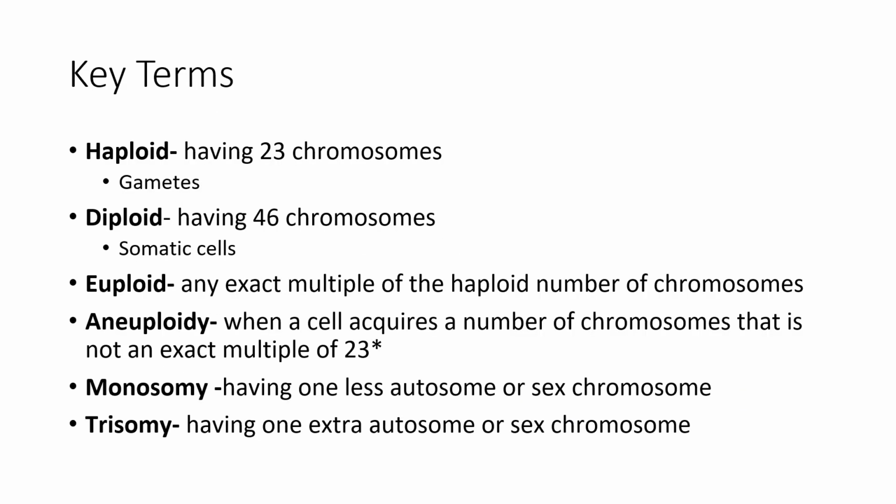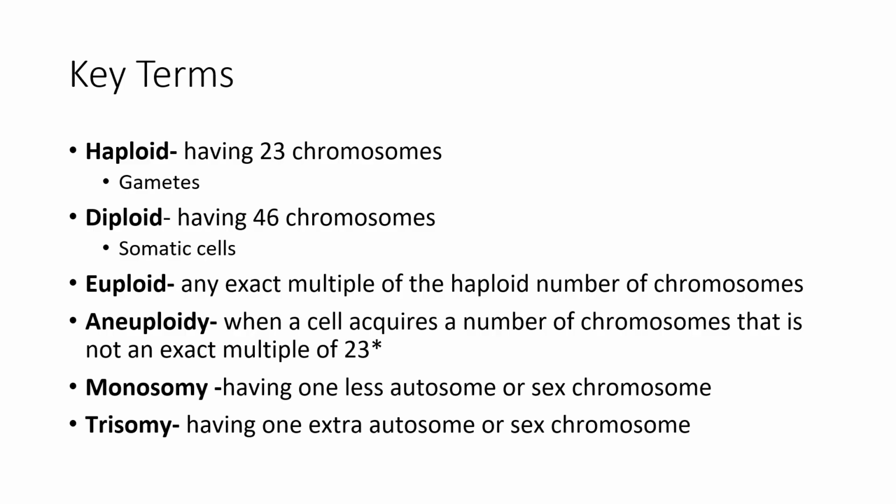This is one of those slides that looks harmless but carries a lot of weight. Haploid means having 23 chromosomes. This applies to gametes, meaning sperm and ova. Diploid means 46 chromosomes. That's your somatic cells. Euploid means any exact multiple of the haploid number. So diploid cells are euploid. Triploid would also technically be euploid, even though clinically that's a problem.